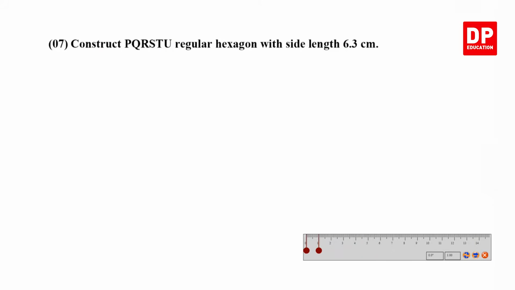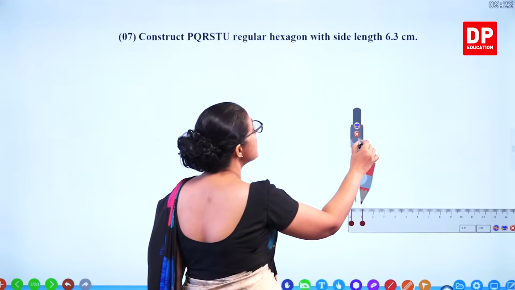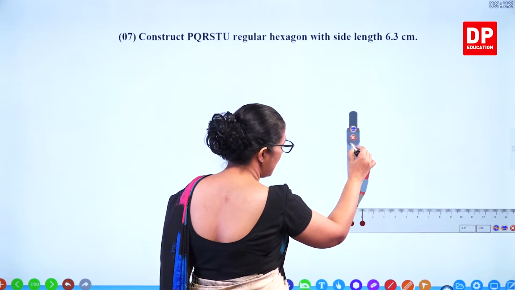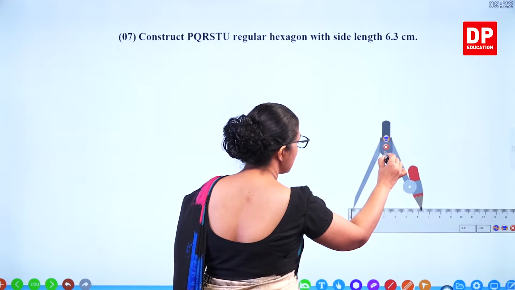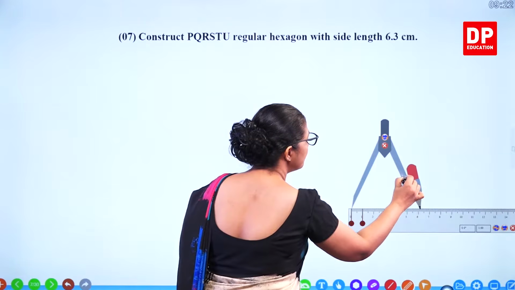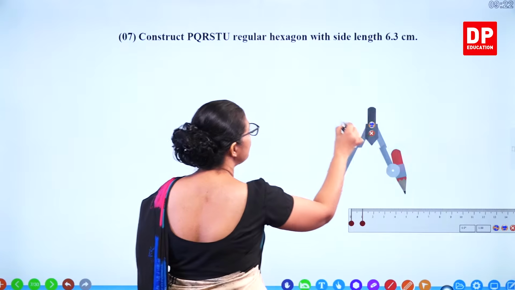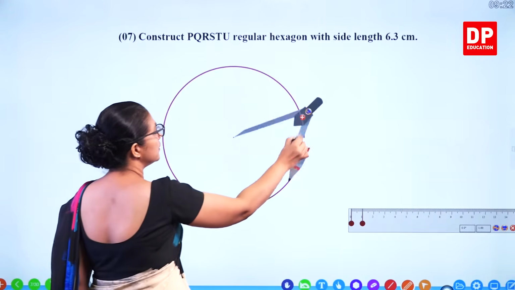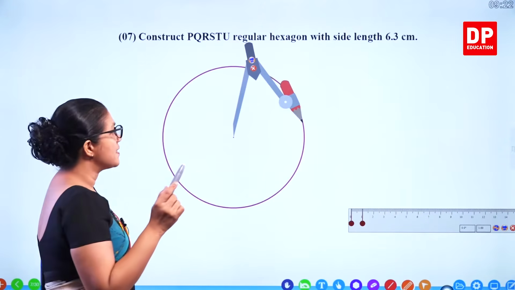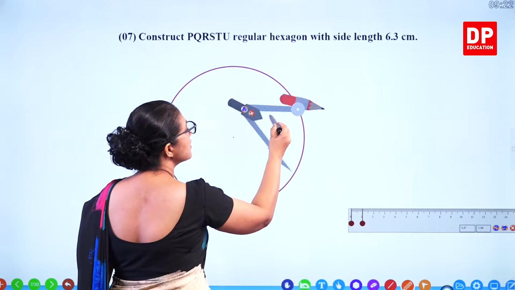Construct PQRSTU regular hexagon with side length 6.3 now. So what you have to do, you take the compass and measure 6.3 centimeter length. That's the radius of the circle. 6.3 centimeter. So you can draw a circle. And then with the same length, you can draw 6 arcs around the circle.